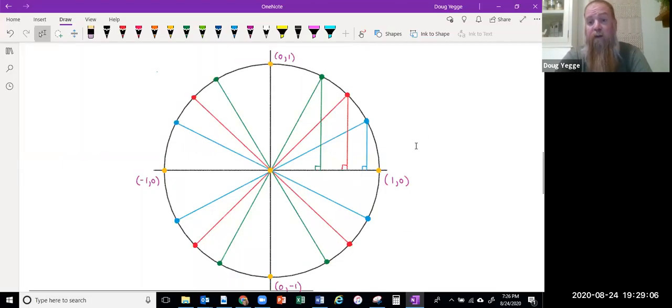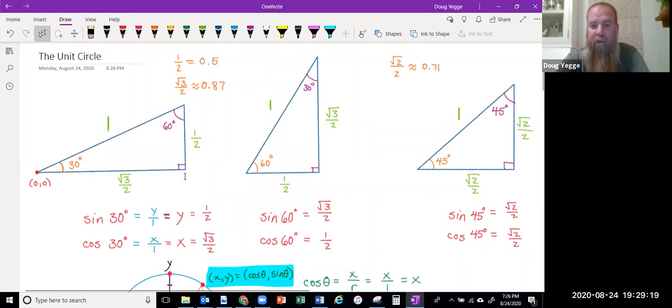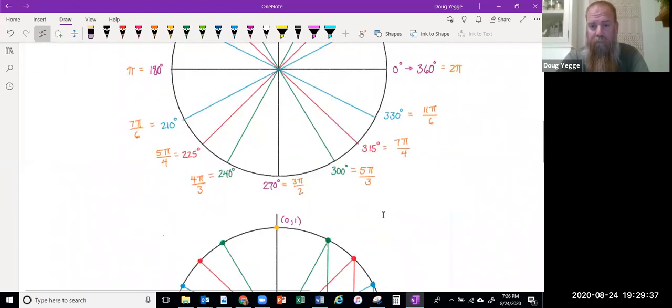So within each quadrant, we should see hidden inside a 30-degree angle, a 45-degree angle, and a 60-degree angle that are all part of these special triangles that we developed up top. So our 30-degree angle is the shallowest light blue one. The 45-degree angle is the one that's right in the middle, the red one. And the steepest angle, or the green triangle, is going to be the 60-degree angle.